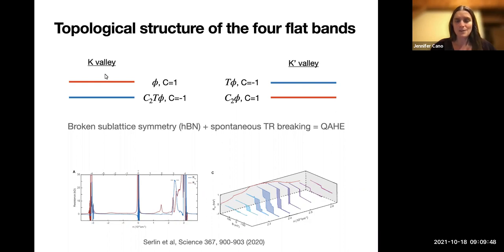If you take this twisted bilayer graphene and put it on top of hexagonal boron nitride, that breaks the sublattice symmetry. So it will pick out, say, 2 of the bands which are just in the A sublattice or just in the B sublattice. And so now in each valley, there's just 1 flat band, and that 1 flat band has a Chern number. So if there's any spontaneous symmetry breaking that will split the valleys, it needs to be spontaneous time reversal breaking. Then you'll be left with the quantum anomalous Hall effect.